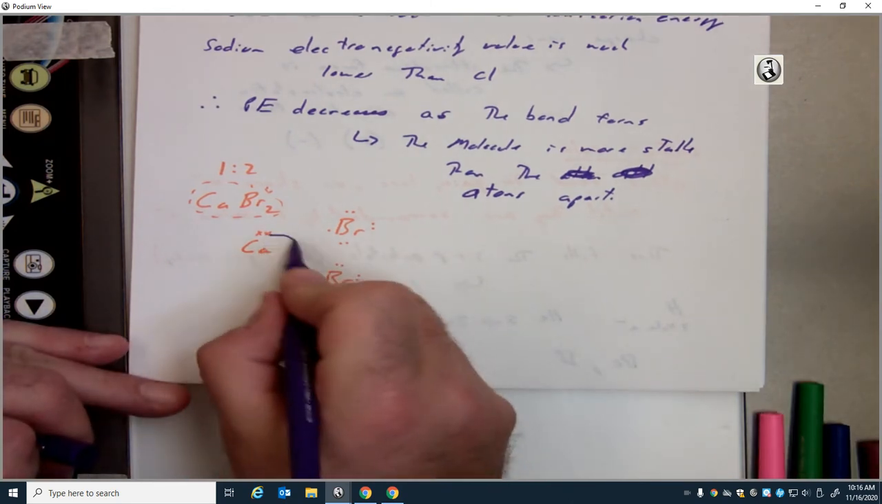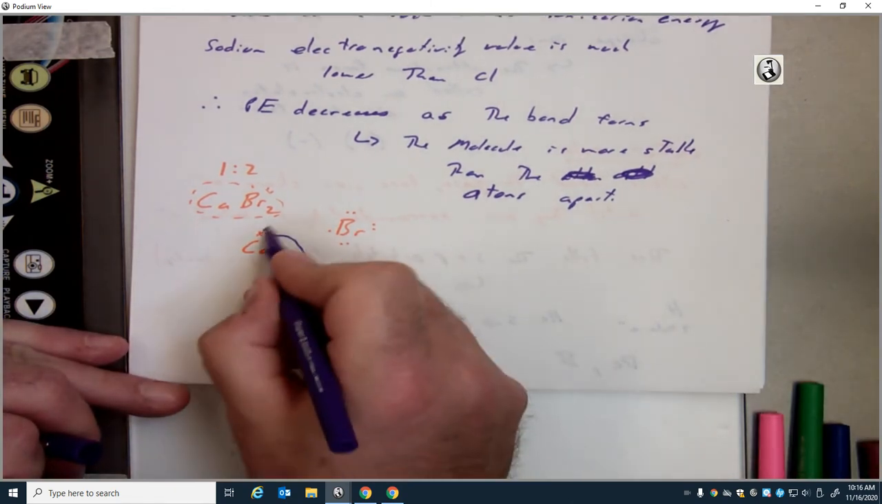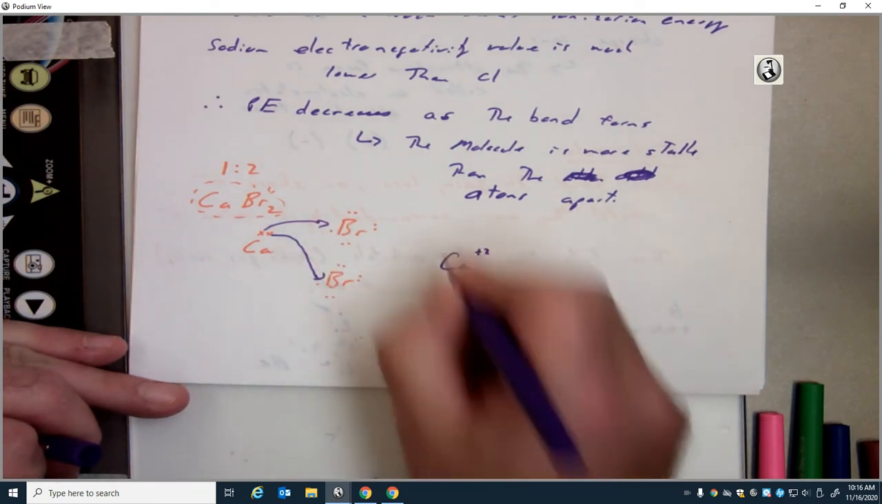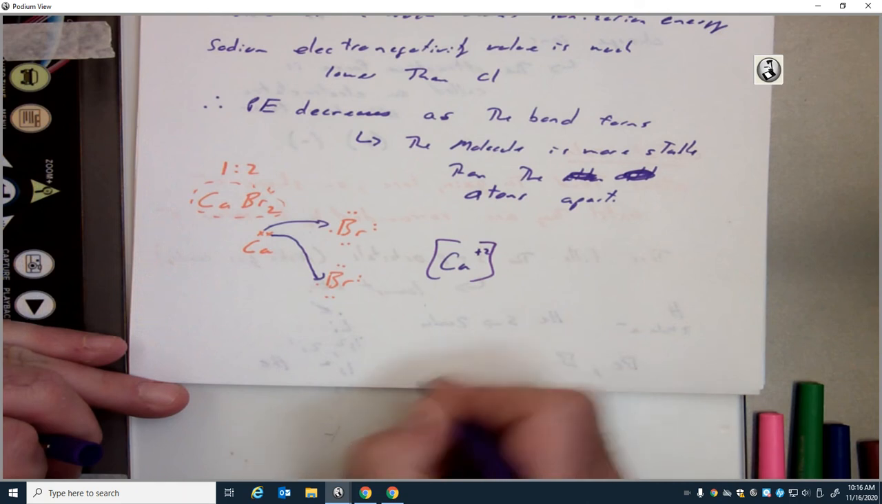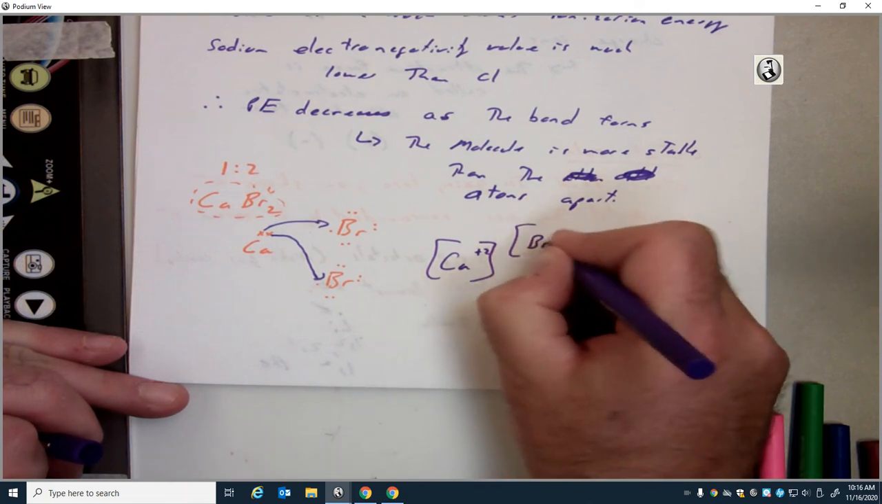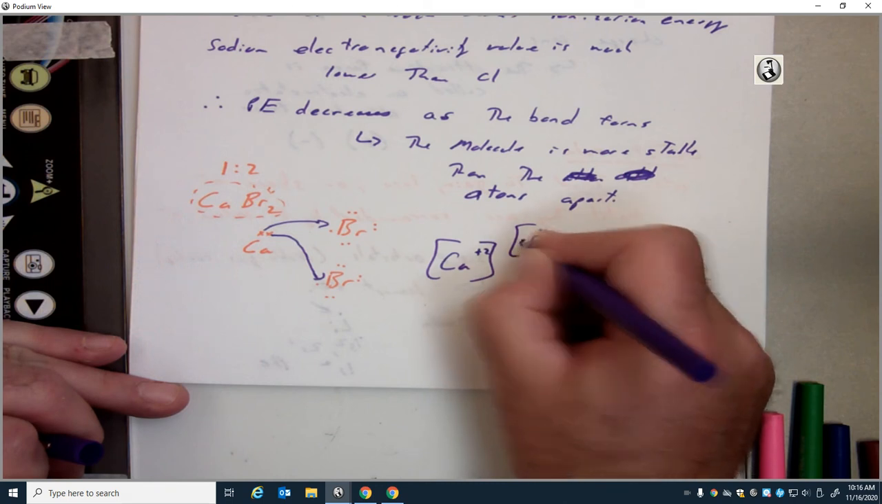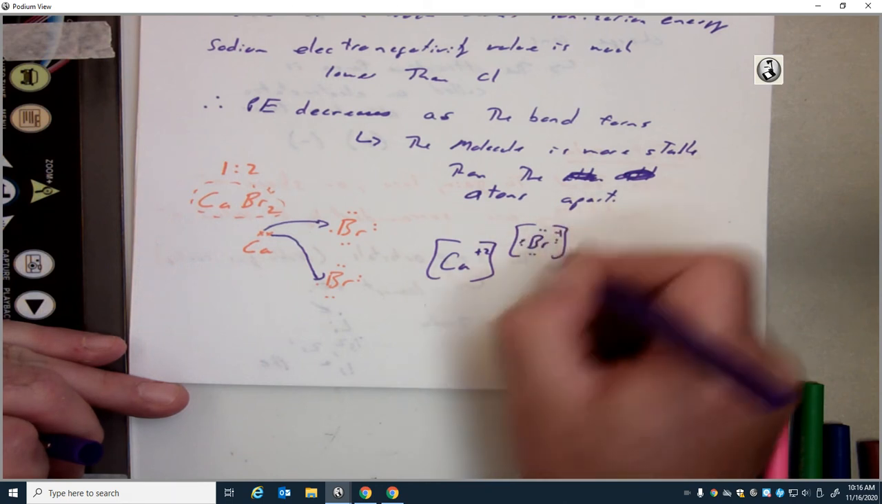So one of these electrons is going to come down and pair here. One is going to be donated there. Calcium is losing 2 electrons, so it becomes +2. Br is gaining 1 electron and becoming -1.